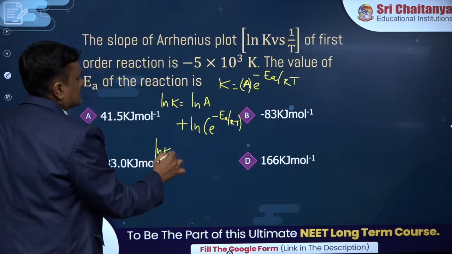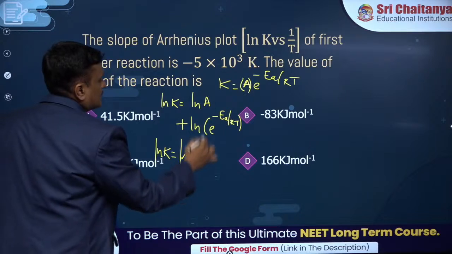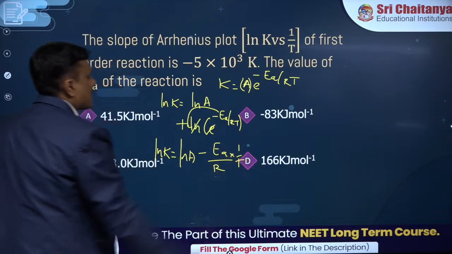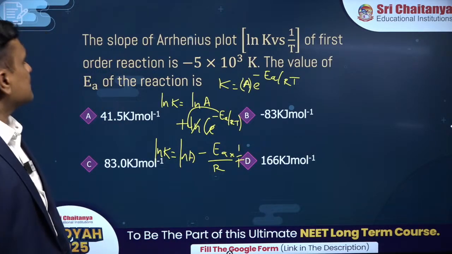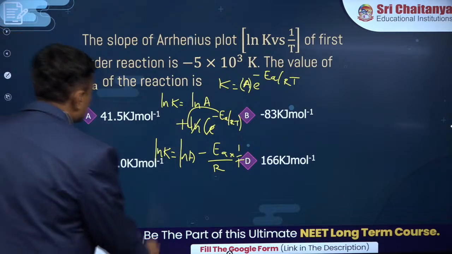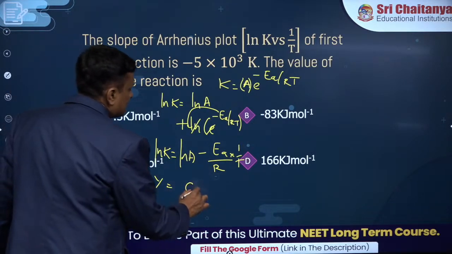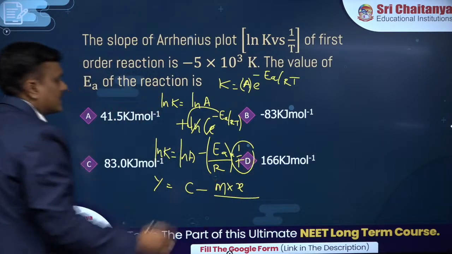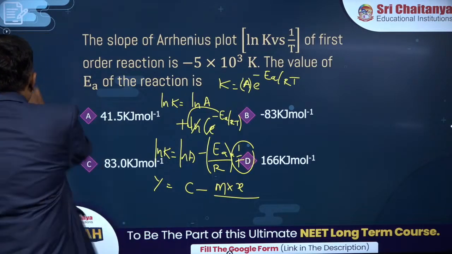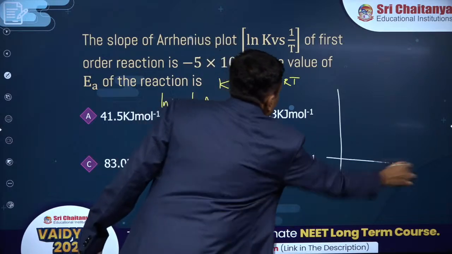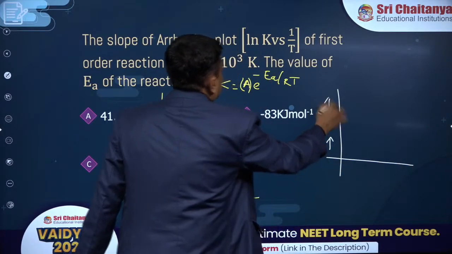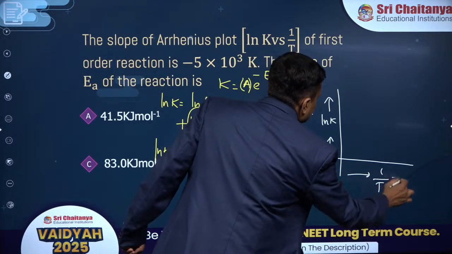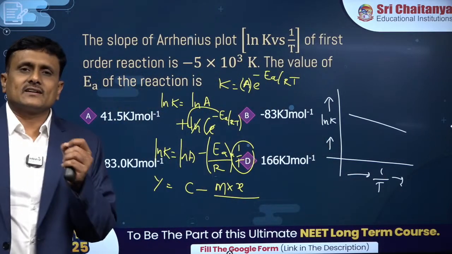So when you are writing it, natural logarithm of k equal to natural logarithm of a, you know that this gets cancelled and this comes over here, minus Ea by R into 1 by T. So this is the expression which has to be compared with the data which is given to us. You can see that this is y, this is the intercept, minus this whole factor is the slope, and this is the x coordinate. So when you are plotting the graph between the y coordinate being natural logarithm of k, y equal to c minus mx, you know that the x coordinate is 1 by T, you will get a straight line with negative slope.